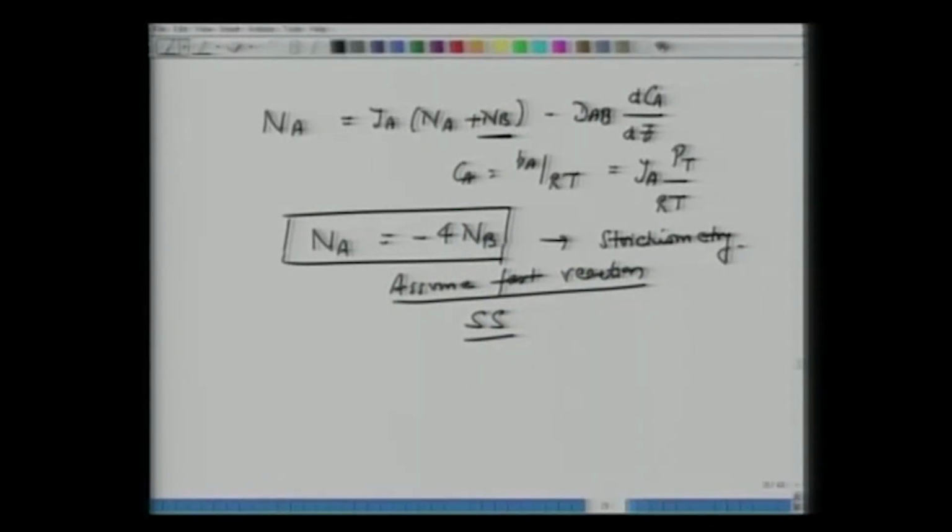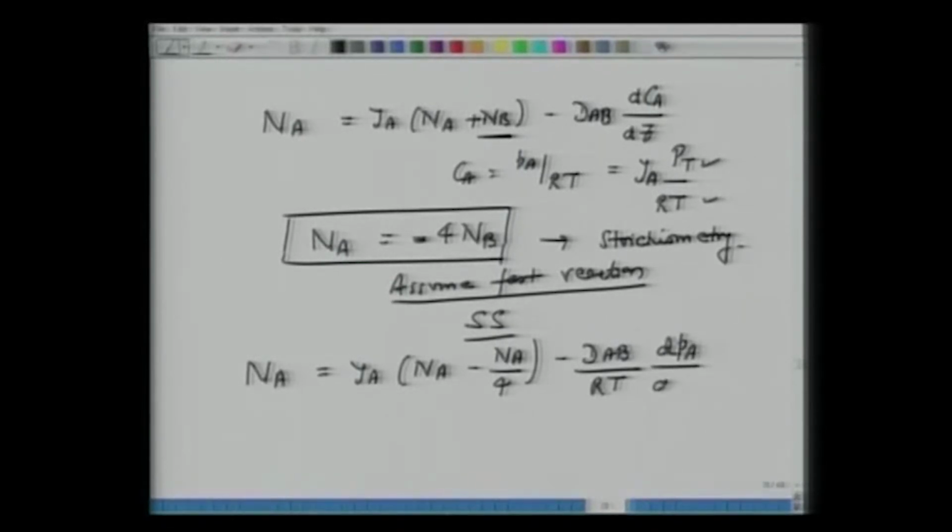So now once we assume Na equal to minus 4 Nb, all we have to do is substitute in the previous equations. Na equal to Ya Na, and Nb is Na over 4. The minus sign signifies here the diffusion flux is in the opposite direction. Minus Dab, we go back and substitute Pt, Rt, etc. to make it Dab over Rt, dPa over dz.